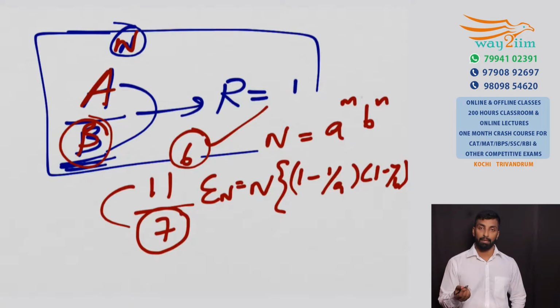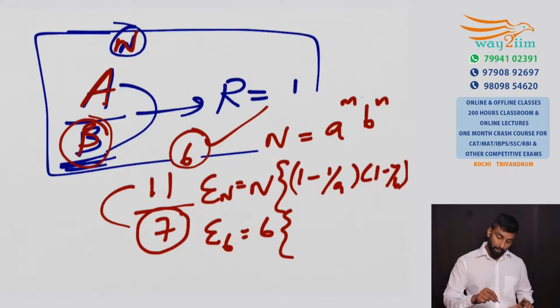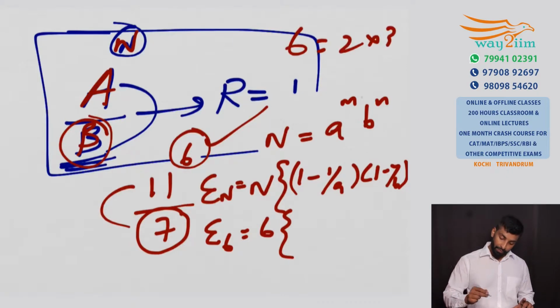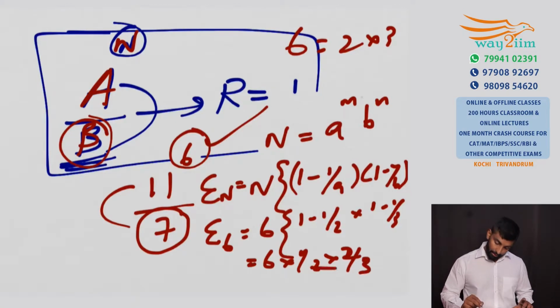This is your Euler's number. If I need to find Euler's number of 6, I'll write it as E6, which is equal to 6, which is the number, into 1 minus 1 by 2, because 6 is equal to 2 into 3. So 1 minus 1 by 2 into 1 minus 1 by 3. What is this? 6 into 1 by 2 into 2 by 3. So this gets cancelled. So Euler's number of 6 is 2.